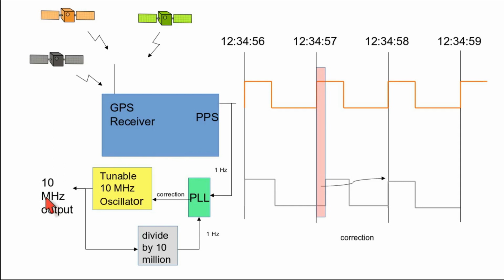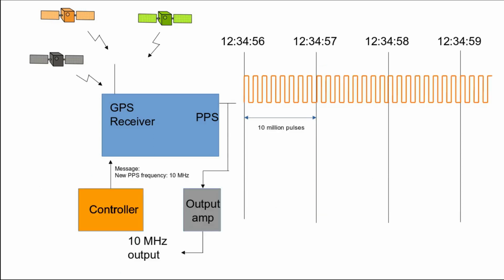Although with a little extra effort you can tap some of the stages in the already present divider to give you a few additional fixed frequency outputs such as 1 MHz, 100 kHz and so on. GPS receivers that allow the PPS signal to be changed open the possibility of an intriguing simplification.